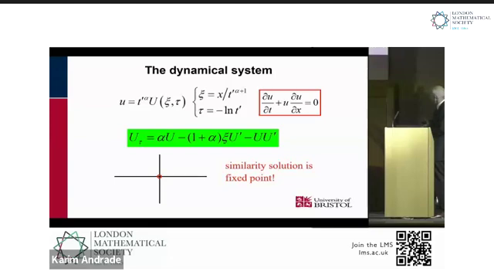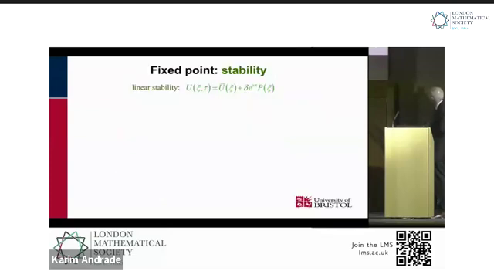high-dimensional phase space of all possible profiles. Let my similarity solution be this fixed point here at the origin, and I would like to know whether I'm attracted to this fixed point. And I do that by expanding to linear order around this fixed point. So I'm investigating the stability.